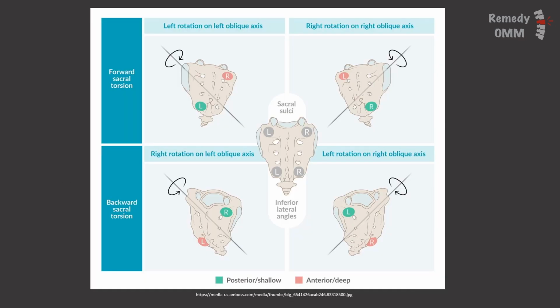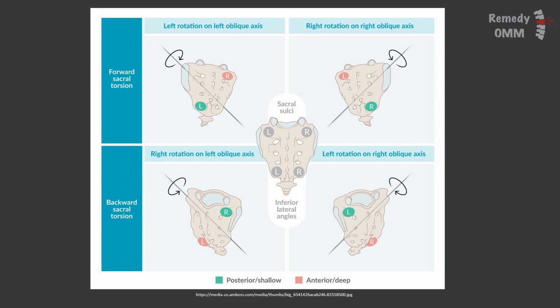Here we see a picture of the four possible sacral torsion dysfunctions. Torsions are described by the side that they rotate towards and the side that the oblique axis is on. For example, a left rotation on a right oblique axis. This is usually shortened to just saying left on right.